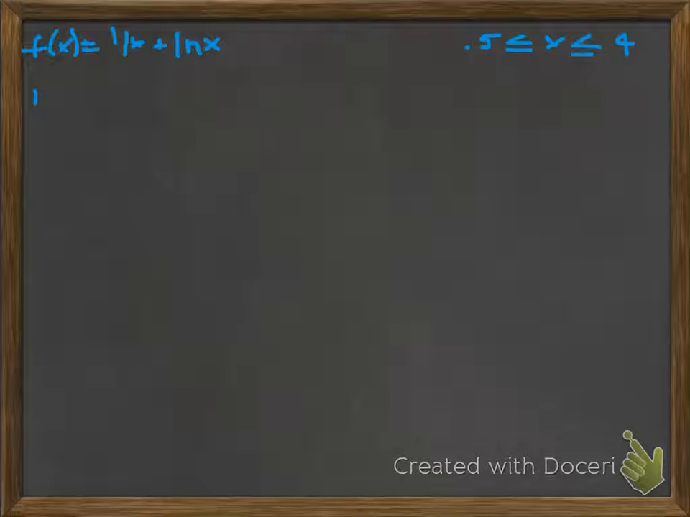So our first step to finding the mins and the maxes is finding the derivative of our function. So f prime of x equals negative x to the negative square, plus 1 over x. And so what I did here is in the original function, I changed 1 over x to x to the negative 1 to find the derivative, which I got negative x to the negative square. And the derivative of the natural log of x is simply 1 over x.